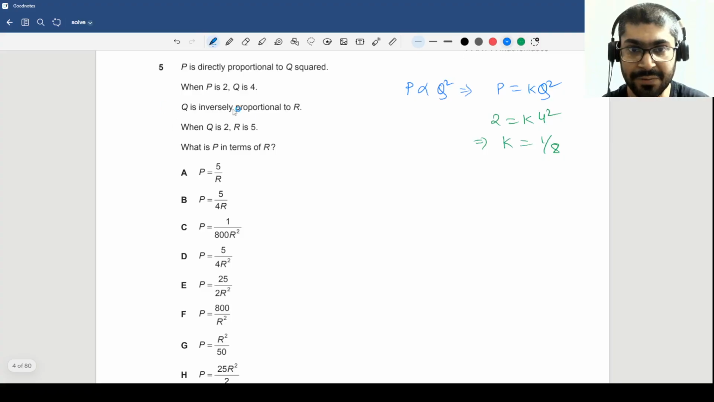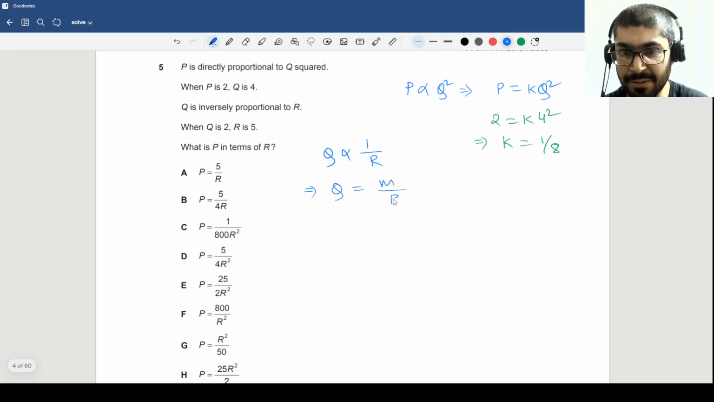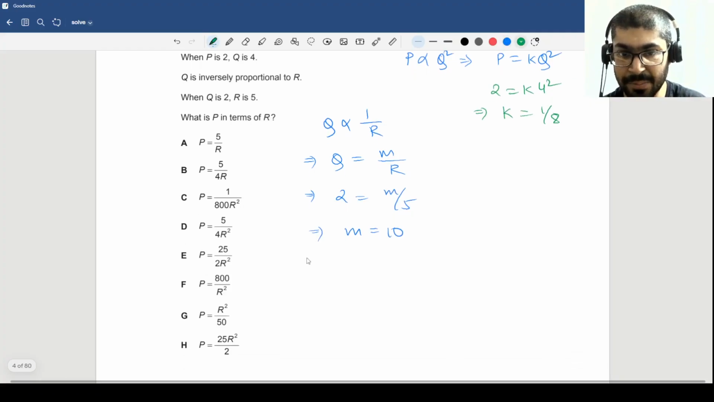Then what do we have? Q is inversely proportional to R. So Q is proportional to 1 by R. That means Q is equal to some other constant M by R. When Q is 2, R is 5. So 2 equals M by 5, which implies M, the constant, is equal to 10. So what does our relation between Q and R become? Q becomes 10 by R.